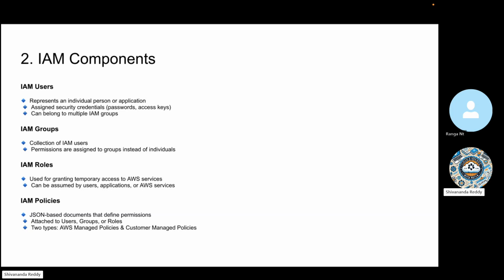Two IAM users are there. One is head-based user, another one is headless user. Head-based user means we'll use that user to log into the AWS management console, like how you log in to the root account. Same way that user can log in and do day-to-day activities. That is head-based user. Then what is this headless user?